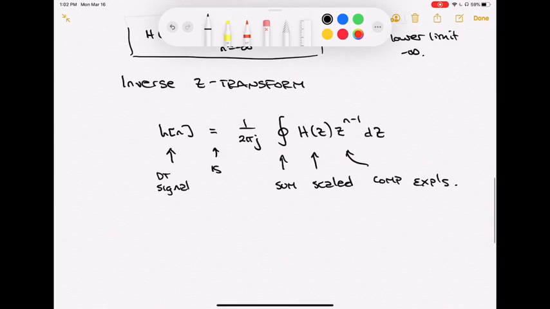So what is this Z transform all about? Or if you look at the inverse Z transform, what is it telling us? It's a way of saying that we can generate a discrete time signal and represent it in a different way, right? So it is just a sum of scaled complex exponentials.